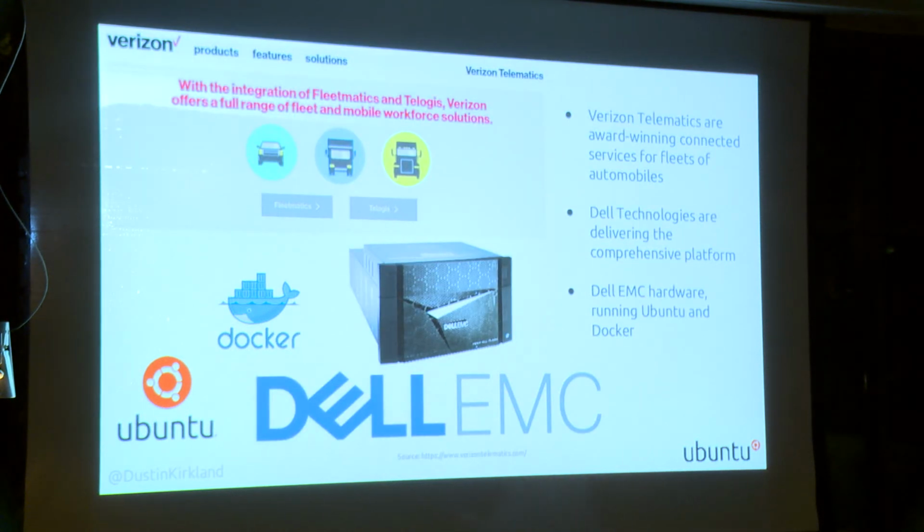An example in the telco space is the Verizon Telematics project. So back to the smart vehicles, the connected vehicles. Verizon has a suite of products for fleets of industrial vehicles. It's called Verizon Telematics. This is a project that involves Dell EMC hardware, Ubuntu as an OS, and Docker as the container system. It's something that we partnered on with Dell EMC, Docker Inc., and Canonical, and we continue to work with Verizon on the telematics project.